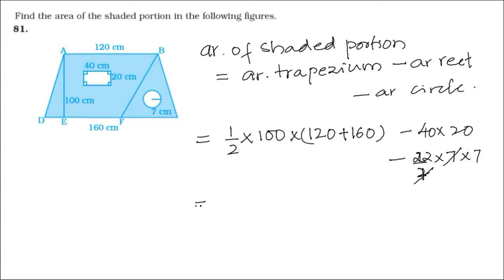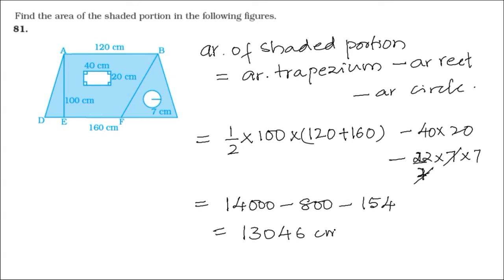We can find the area now. This is 50 times of 280. 50 times of 280 is 14,000 minus area of rectangle is 800 minus area of circle is 154. On simplification, we get 13,046 square centimeter.